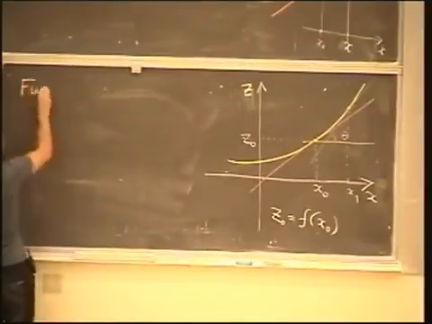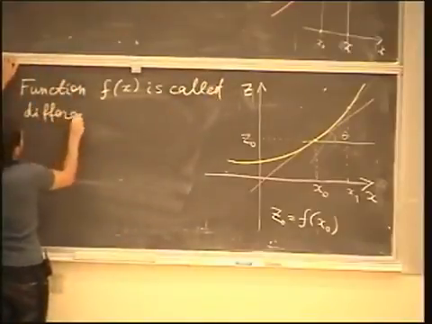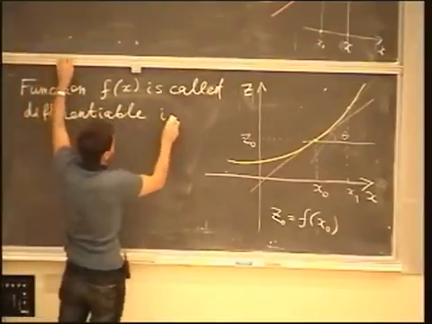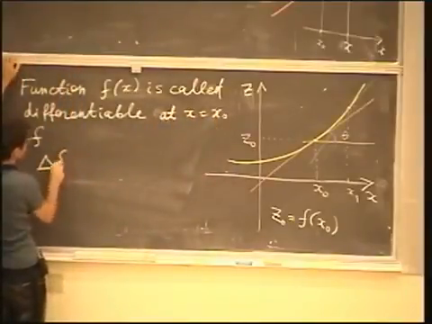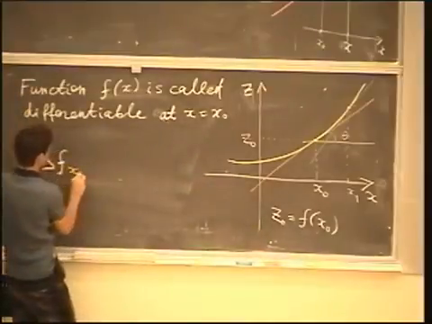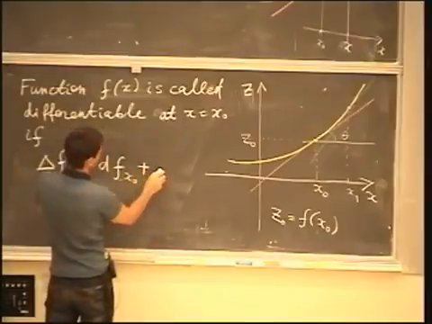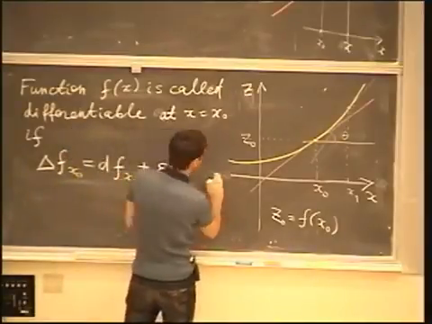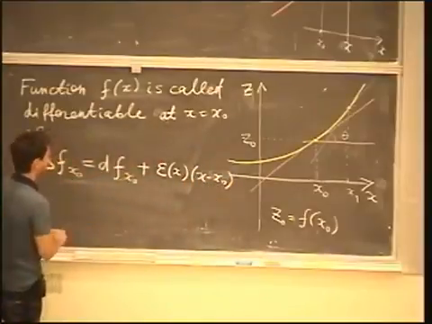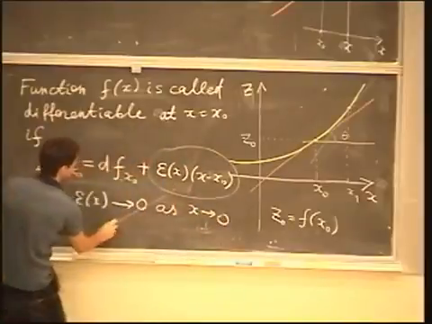So function f of x is called differentiable at x equals x0 if delta f at x0 equals df relative to x0 plus, I promise you not to use epsilon, but let me use it anyway, to indicate that it's something very small. But I will not use delta. So where epsilon of x goes to 0 as x goes to x0. So in other words, this piece is negligibly small.